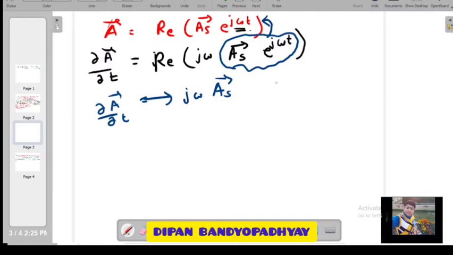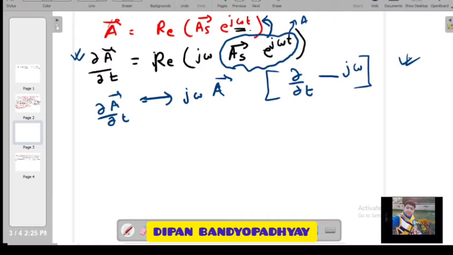Okay. So that means what you can say is del A, sorry, this is not As, this will be A. This will be A. Because this part is nothing but A. And you need to take the real part obviously. So this is equivalent to j omega. So this is what we want to address and this is our focus. So if I take the time derivative, we'll be getting this one.